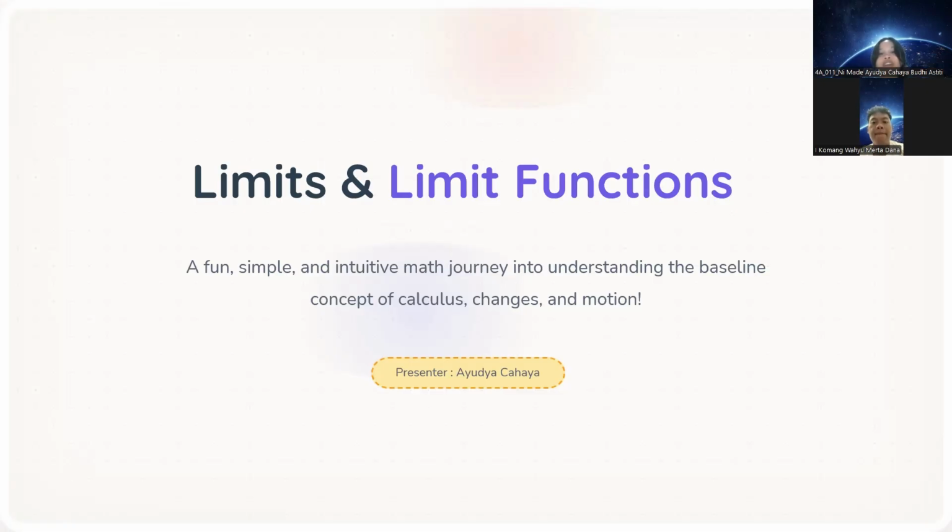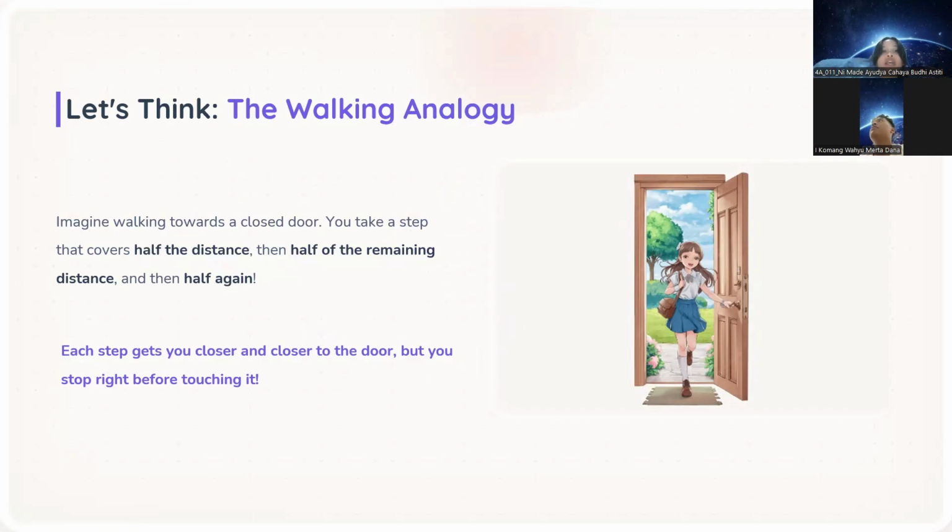Let's get started. First, imagine you are walking towards a closed door. You take a step that covers half the distance, then half of the remaining distance, and then half again. Each step gets you closer and closer to the door, but you stop right before touching it. Many students think that a limit is simply the value we get after substituting a number into a function. However, a limit is actually about what happens when a value gets closer and closer to a certain point.